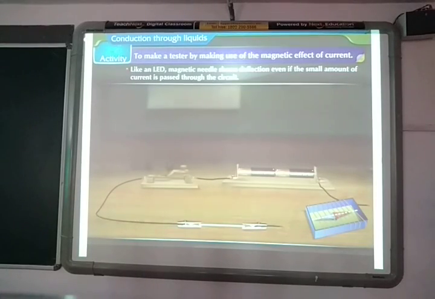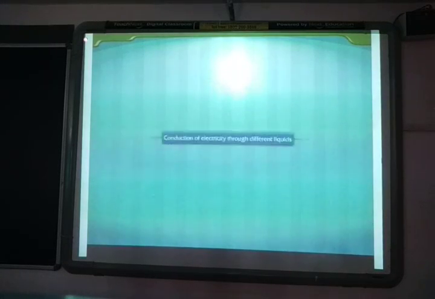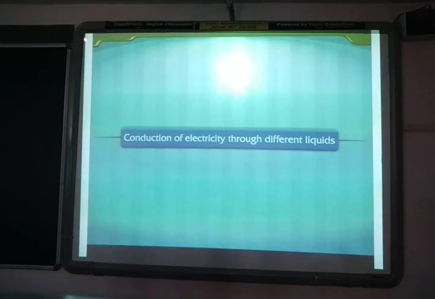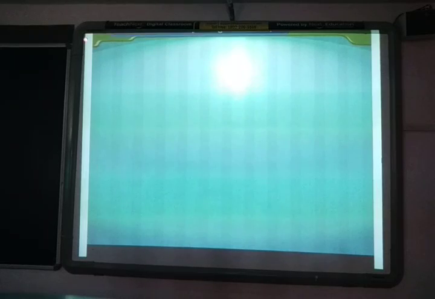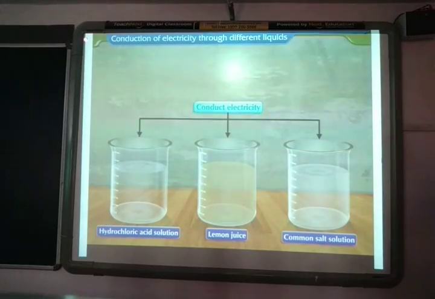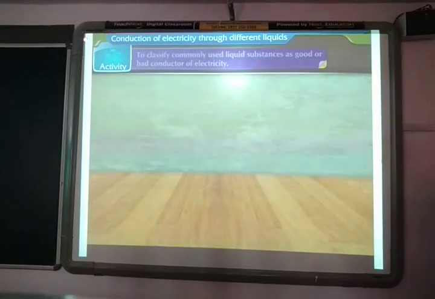Like an LED, the magnetic needle shows deflection even if a small amount of current is passed through the circuit. Conduction of electricity through different liquids. We know that not all, but some liquids conduct electricity. Let us perform an activity to classify a few commonly used liquid substances as good or bad conductors of electricity.